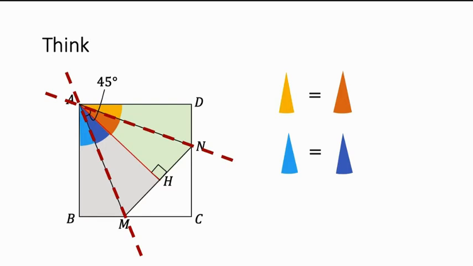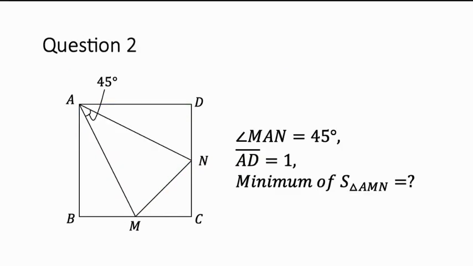Now let's look at question 2. It has the same conditions, but now it asks for the minimum of the area of the triangle AMN. To solve this question, you'll have to know something about how we can solve for the maximum and the minimum of a number by using the discriminant of a quadratic equation.